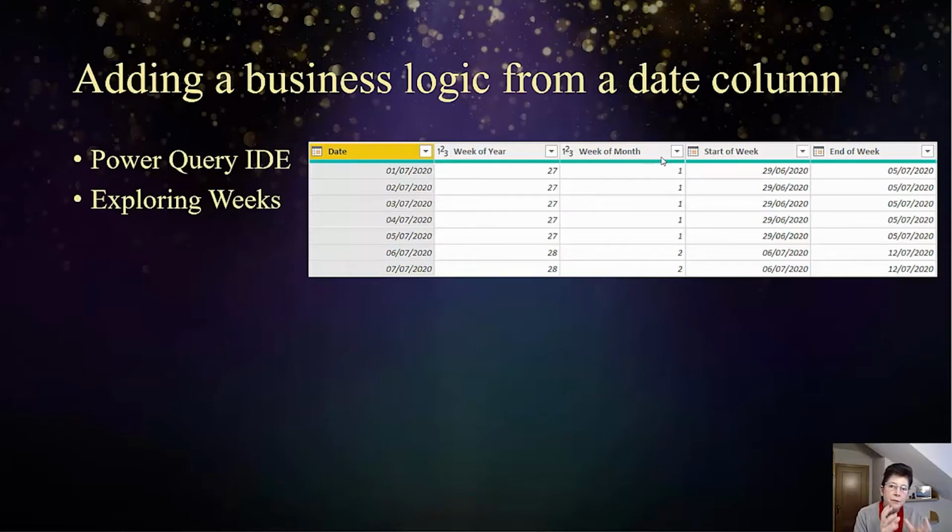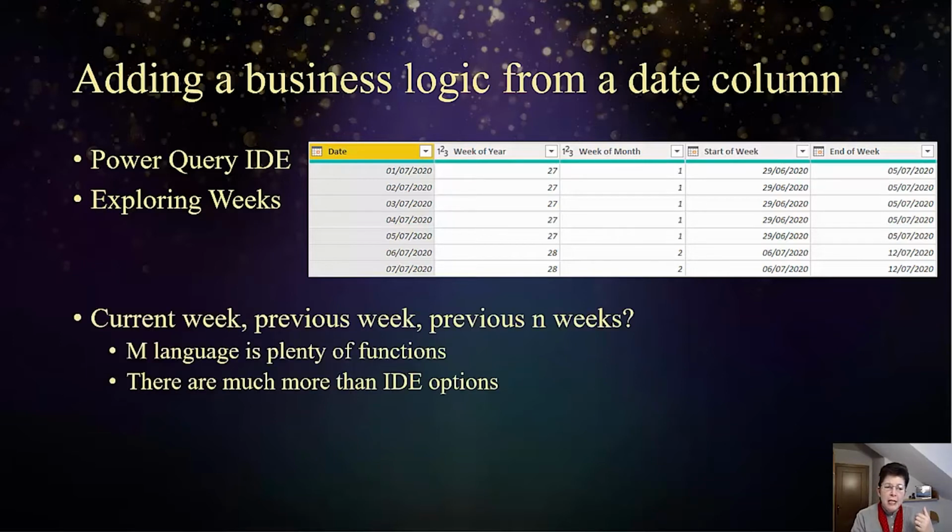Okay, let's explore weeks. If we look at the options we have in Power Query Editor, we have options for week of year, week of month, start of week, end of week. But what about if we need the information about the current week, the previous week? We have no options from the menus, but M language is our friend. M language is plenty of functions, much more than the options that we can see from the menu. Let's see how we can get these M language options.